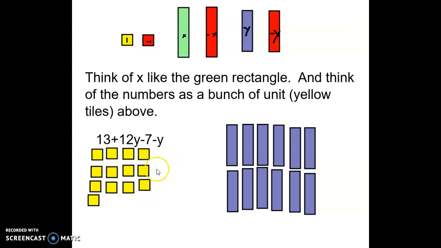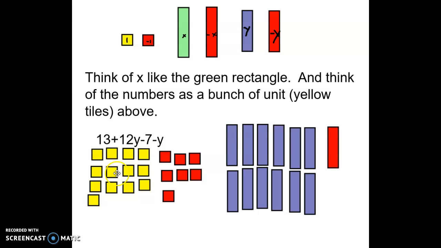Okay, and now that it's all up here, you can see that I've got my 13 yellow tiles, so that's the 13. I have the 12y, so I've got those 12 purple tiles that represent the y's. And again, like I said, we can't really model the taking away very nicely, that subtracting 7. So instead, I'm going to actually model negative 7. And negative y means I will be taking away one of those y's.